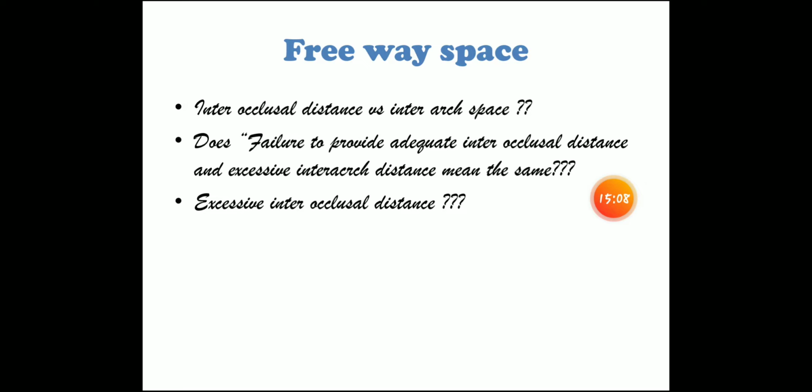It means interocclusal distance is a freeway space, so you are giving excessive, that means you are not giving enough vertical dimension, that is you are decreasing the VDR. Okay, you are decreasing the vertical dimension at occlusion. So both of it is dangerous, but usually the book says that increasing is a bit better than decreasing.